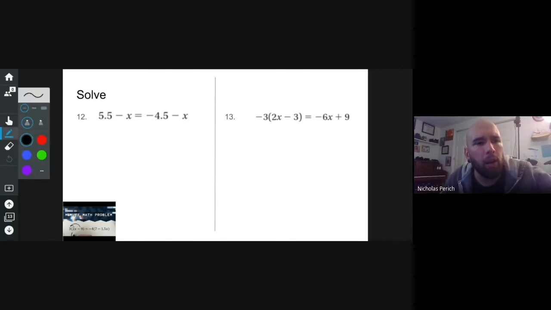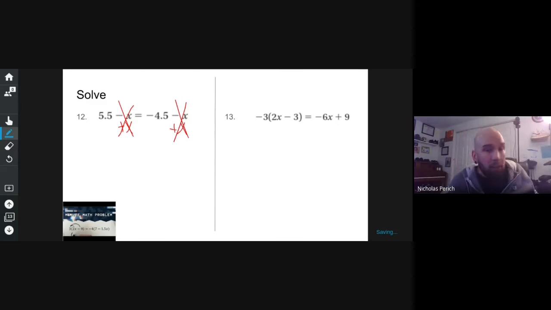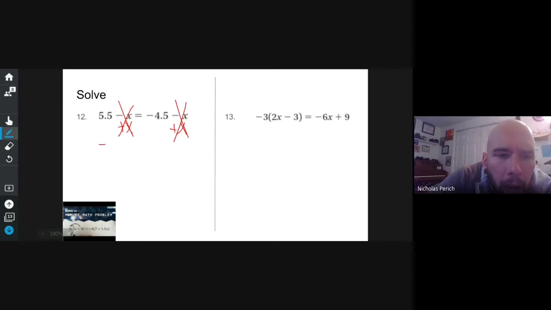I have 5.5 minus x on the left and -4.5 minus x on the right. I have a minus x on the left and a minus x on the right. I have the same x's on each side. So if I were to add x to both sides, that would make that disappear, and that would make that disappear. And since my x on the left is exactly the same as my x on the right, the x's disappear. After I do that, I bring down 5.5 equals -4.5.